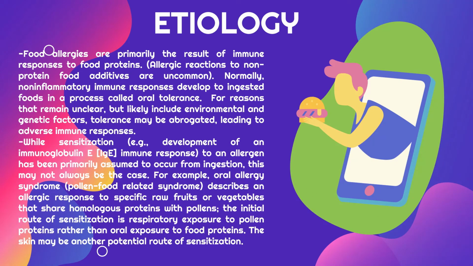While sensitization to an allergen has been primarily assumed to occur from ingestion, this may not always be the case. For example, oral allergy syndrome or pollen-food related syndrome describes an allergic response to specific raw fruits or vegetables that share homologous proteins with pollens. The initial route of sensitization is respiratory exposure to pollen proteins rather than oral exposure to food proteins. The skin may be another potential route of sensitization.